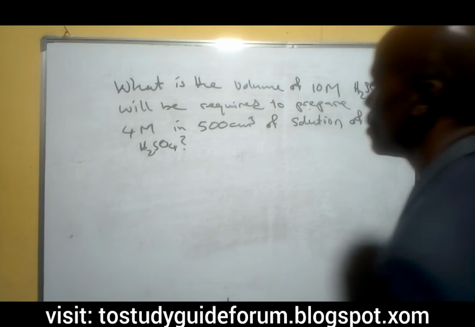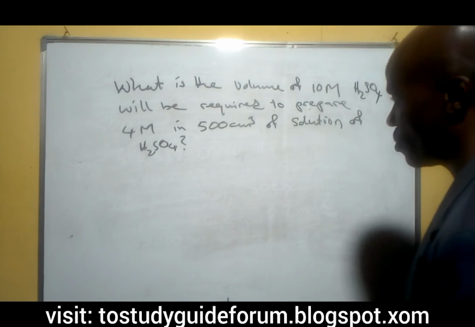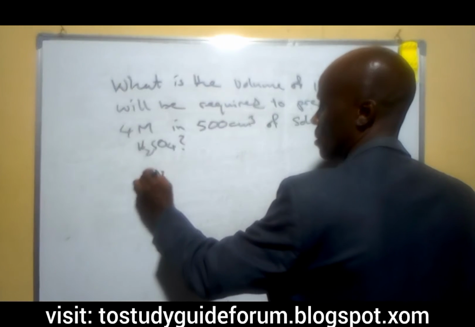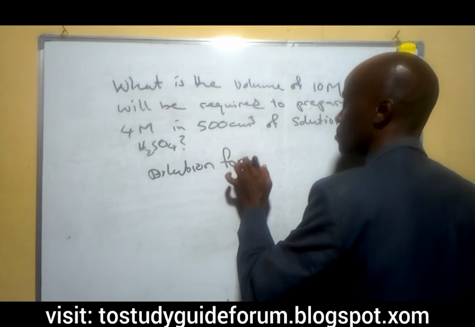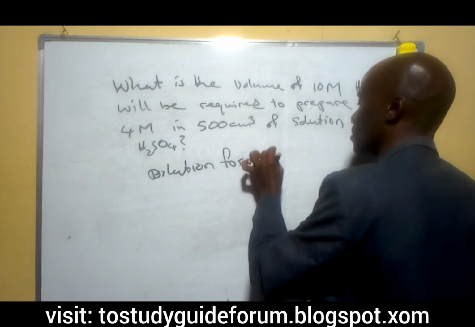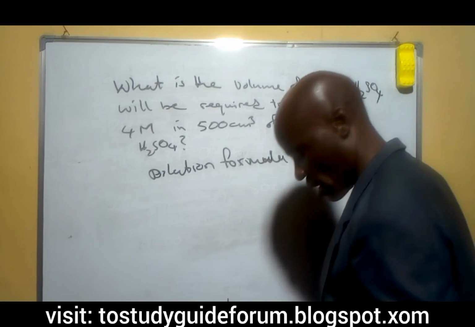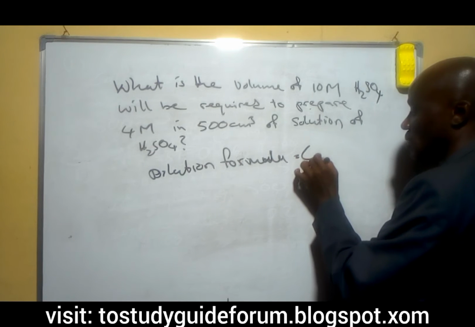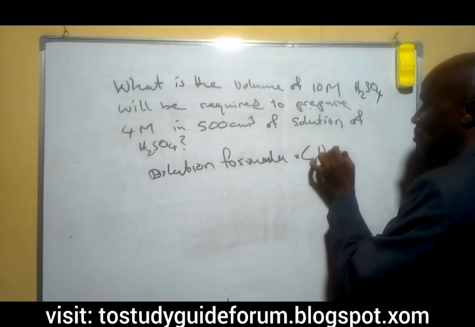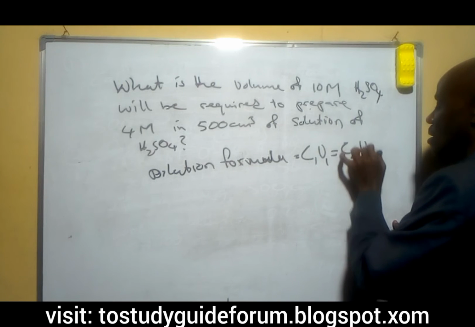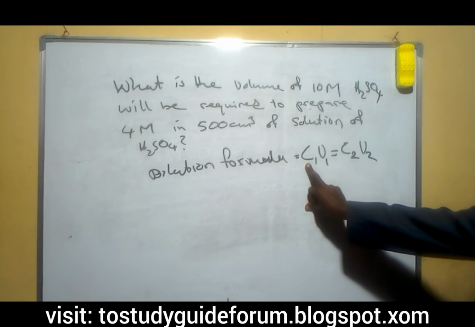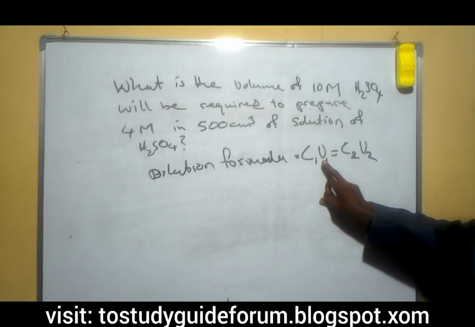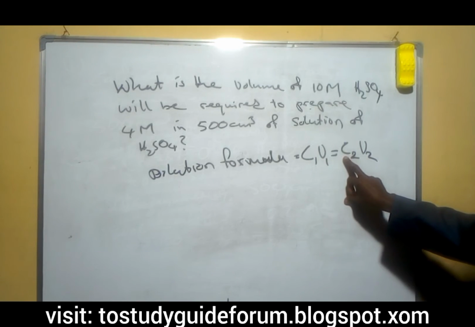So in this one, to solve this problem, we need to use the addition formula. The addition formula gives us something like this: concentration, C1 V1 equal to C2 V2.